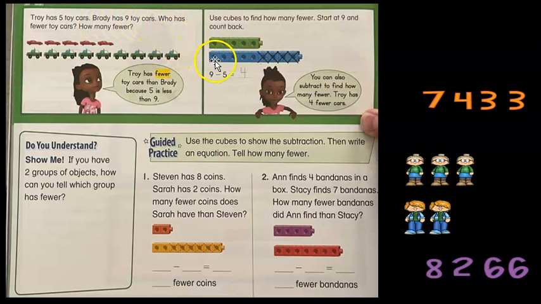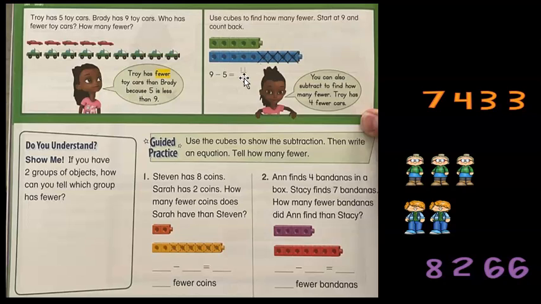Brady has 9 toy cars. Remember, the big number always goes up front. 9 is bigger than 5, so 9 has to go first. So 9 minus, and then up here, 5. There's 5 toy cars that Troy has. So you have to put 5 there, equals. Now, what's left over? See, they X'd it out for you. Now there's 1, 2, 3, 4. So the answer here is going to be 4. Jada tells us right here, you can also subtract to find how many fewer. Troy has 4 fewer cars.